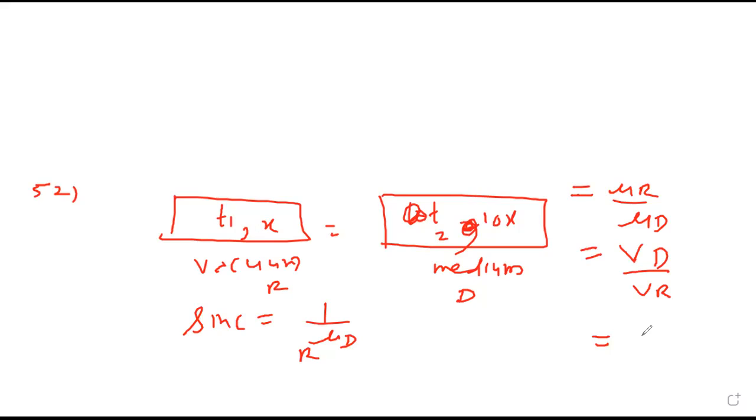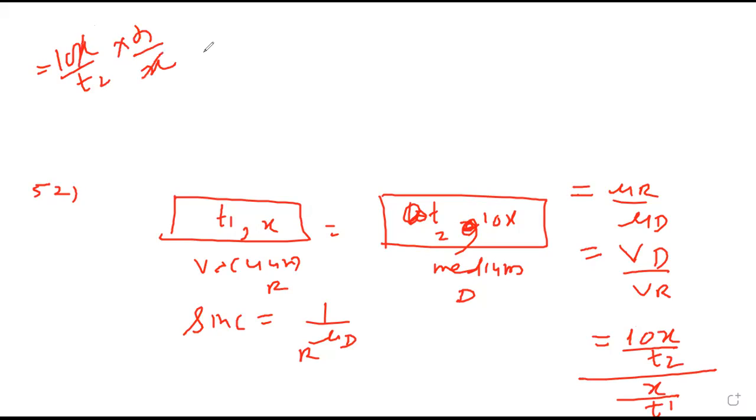What is the speed formula? Is it distance upon time? So distance covered is 10x, time taken is t2. Here distance covered is x, time taken is t1. So 10x upon t2 into t1 upon x. X cancels. So 10 times t1 upon t2 is the required answer. Option A.